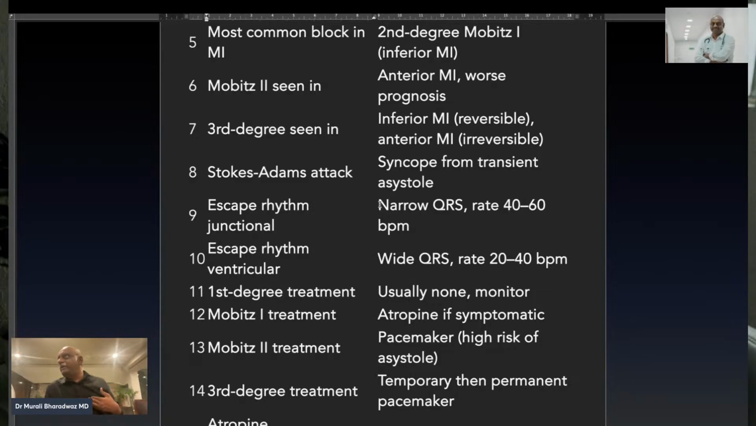In inferior wall MI patients, before you pass a temporary pacemaker, you will give one shot of atropine. Atropine increases the heart rate. It removes the block. Acetylcholine from the vagus slows the heart. Atropine, vagolytic, will speed the heart. So that is the reason we give atropine.